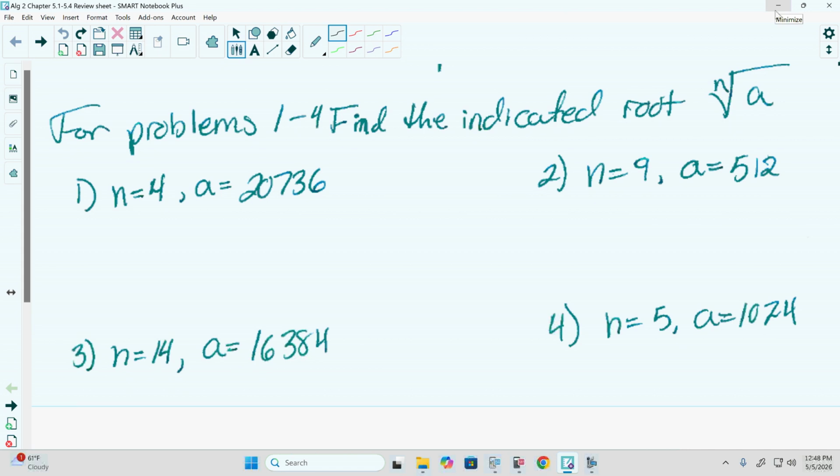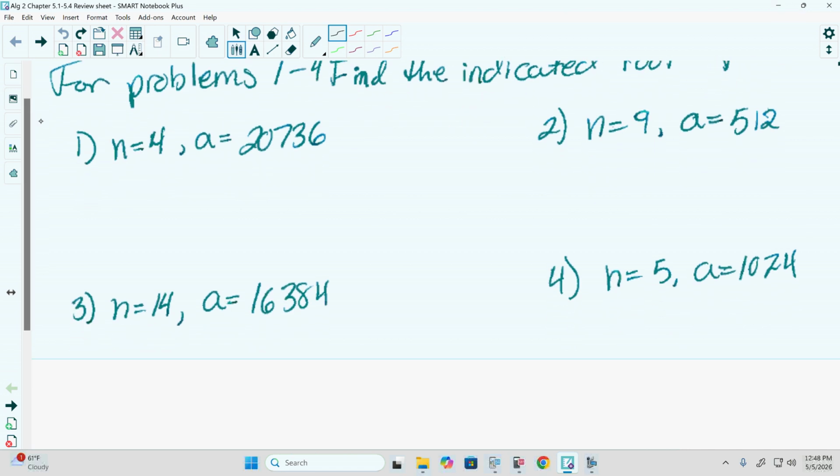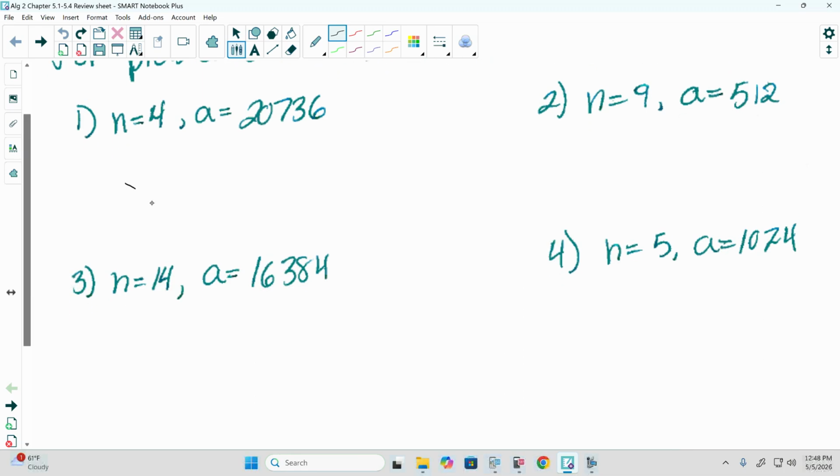Going over the review sheet today, we'll start with problems 1 through 4. Find the indicated nth root. So we're applying this root to the given number. Number 1, we're looking at the fourth root of 20,736. So we need to see what number times itself 4 times is this.